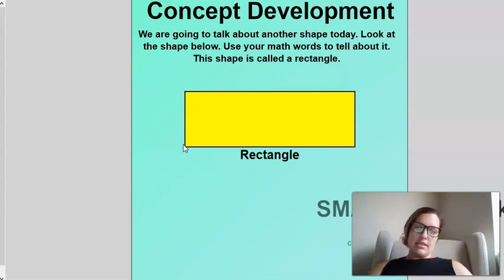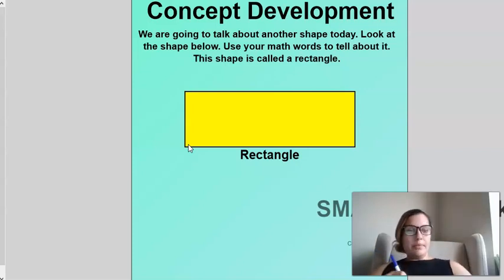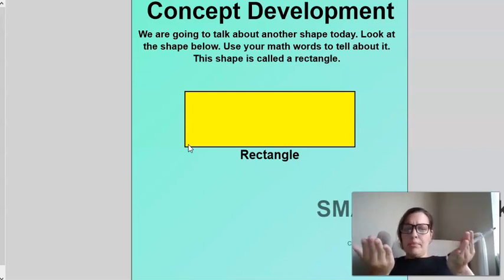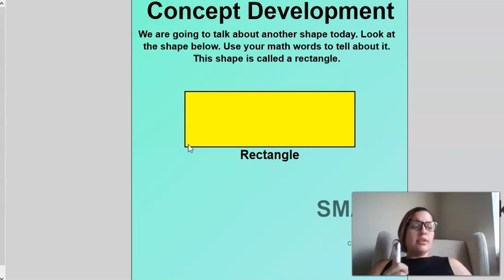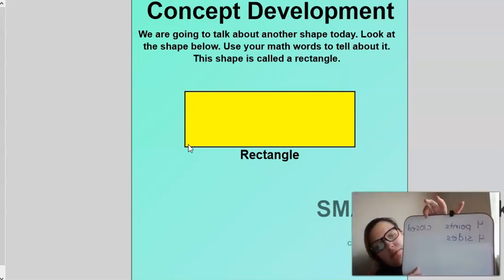And let's count how many sides. 1. Remember, a side is a point to another point. 2, 3, 4. So how many sides? 4 sides. Anything else? Opened or closed? Closed. So I'm going to write that on our board. Closed. I wrote it over here.